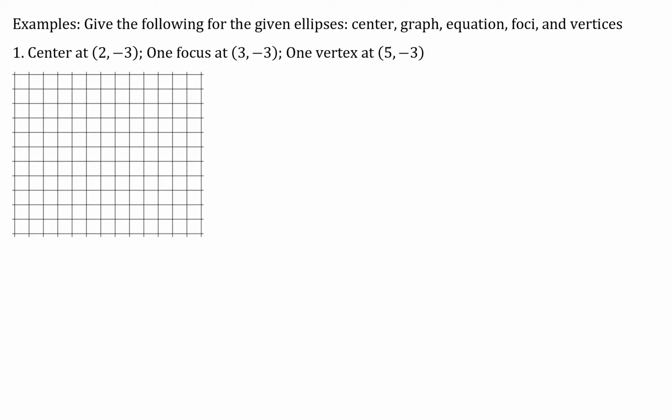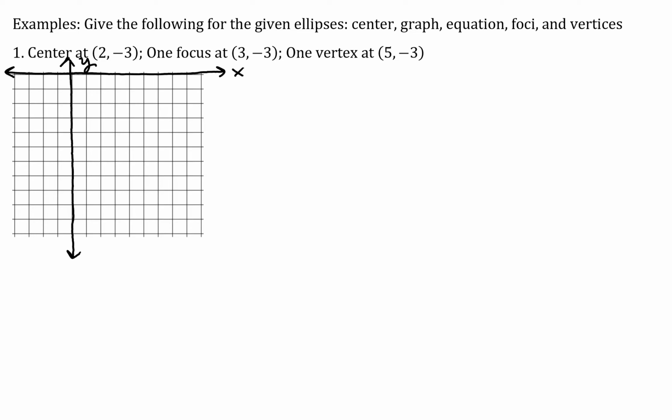In these examples, we are going to find the center, the graph, the equation, the foci, and the vertices of these ellipses. Some of the information will already be given, and the rest of the information we will need to find. So in this example, one, we're given the center, one of the focus, and one vertex. So I'm just going to start by plotting the information that we were given.